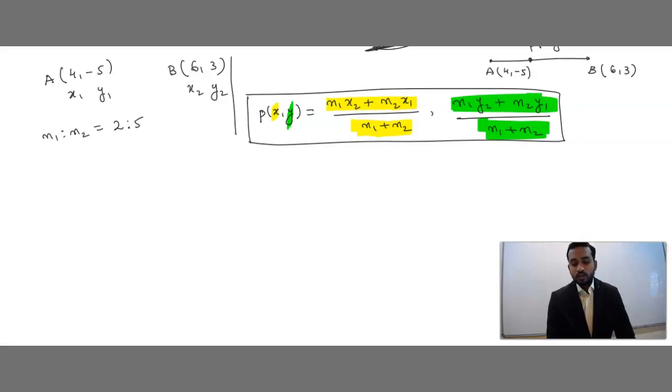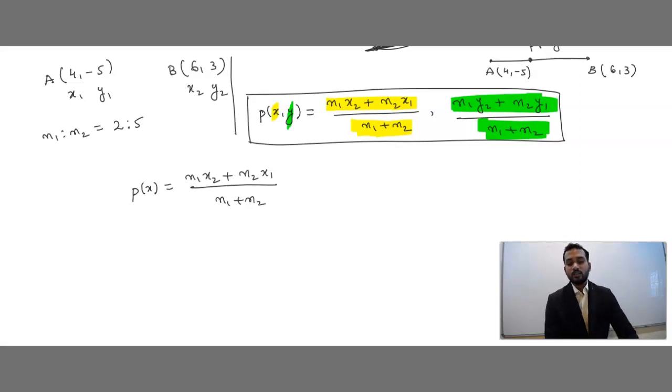Okay, that means p of x is equal to (m1 x2 + m2 x1) divided by (m1 + m2). Try to take any one side, either x or y. If in x you are not finding the solution, or the steps are very difficult, then better you take y. If y is difficult, then you can take x. Any one of these coordinates you can take.